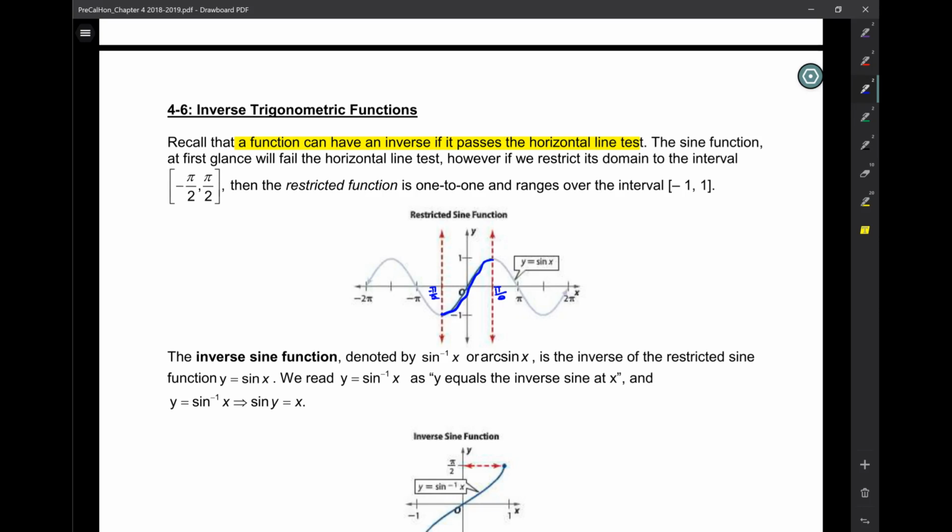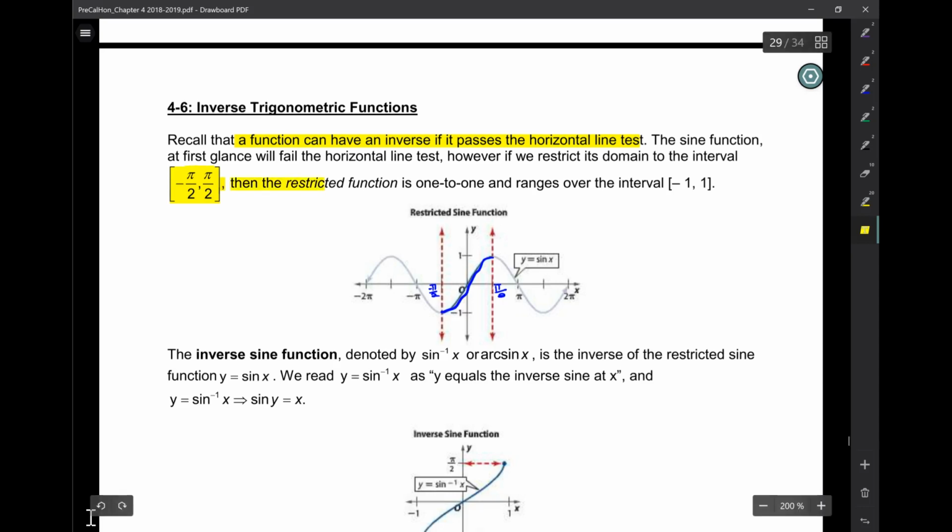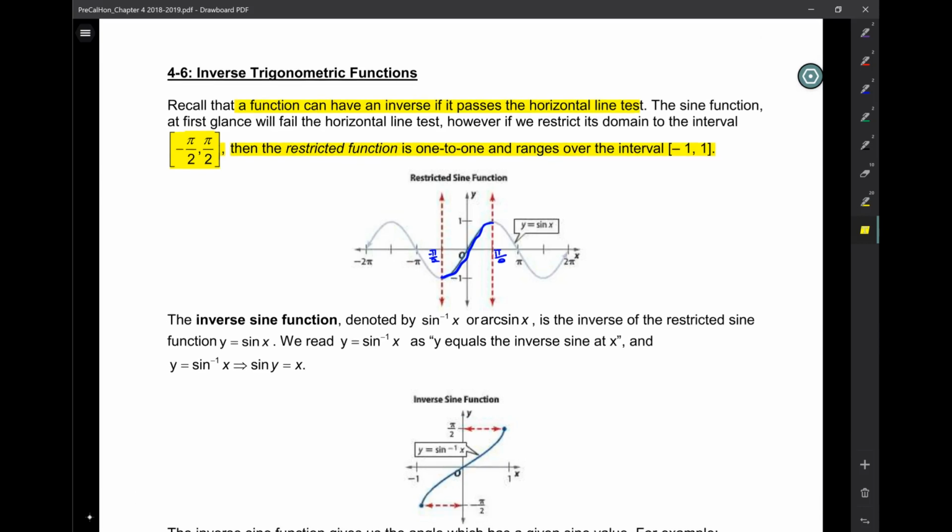So the domain that we're taking is from negative pi over 2 to pi over 2. This way, what we end up with is a restricted function. It's one-to-one, meaning it passes the horizontal line test, and the range is still negative 1 to 1. So we literally throw away everything else in the sine.